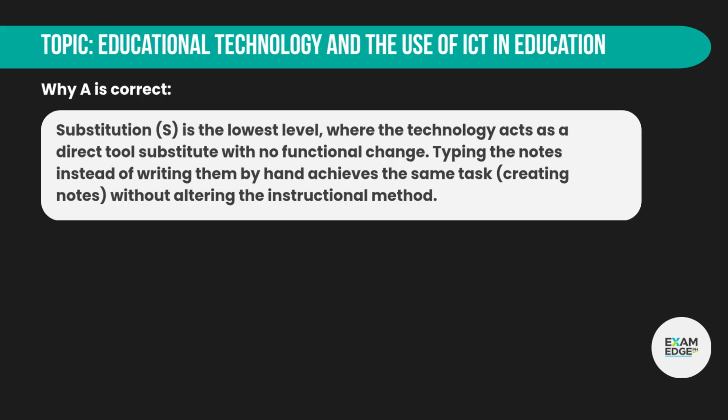Why A is correct? Substitution, S, is the lowest level, where the technology acts as a direct tool substitute with no functional change. Typing the notes instead of writing them by hand achieves the same task, creating notes, without altering the instructional method.